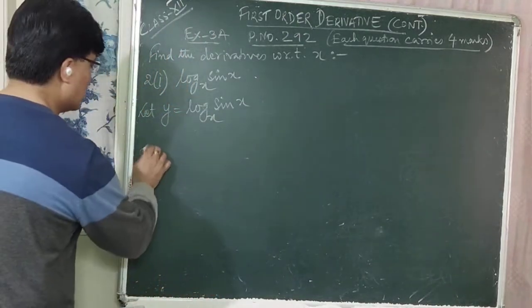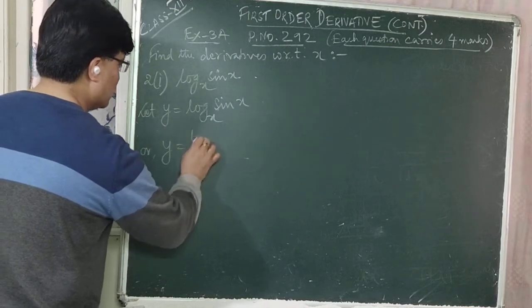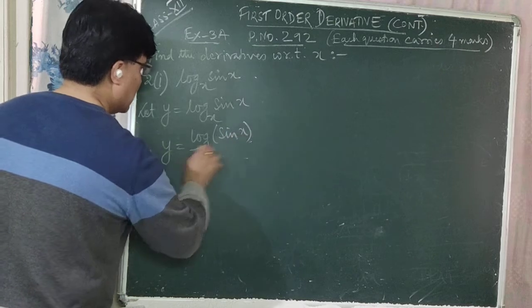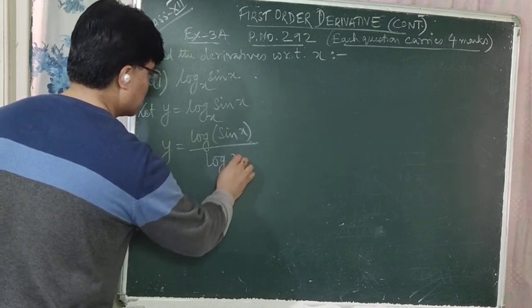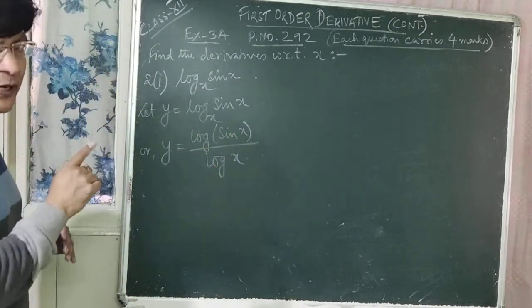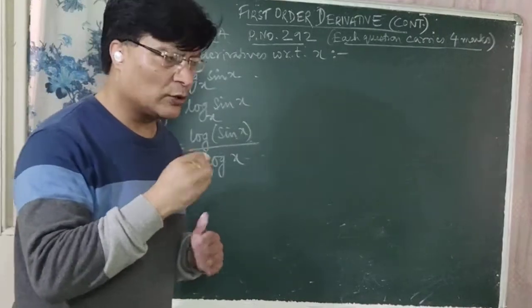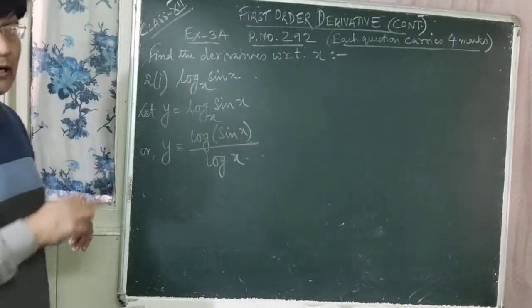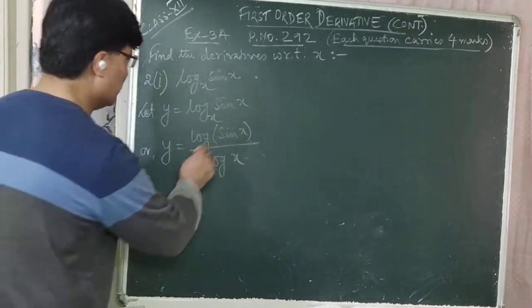So how can you write it? You know how to write it in terms of fraction. You know that log of sin x divided by log x. So here, if there is no base, the base is e. It's not necessary to write e out there, or you may write it e also.